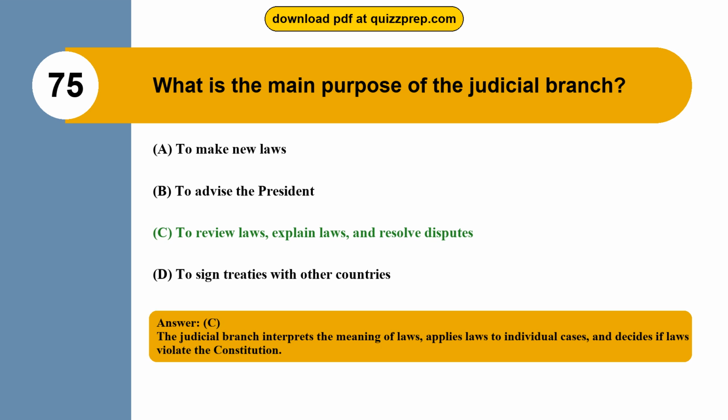The judicial branch interprets the meaning of laws, applies laws to individual cases, and decides if laws violate the Constitution.